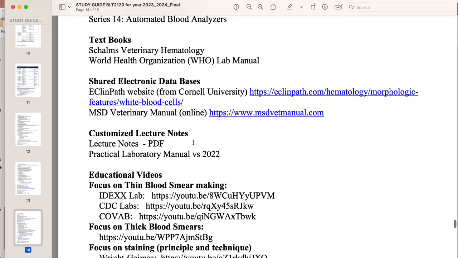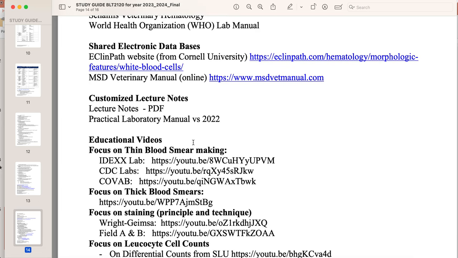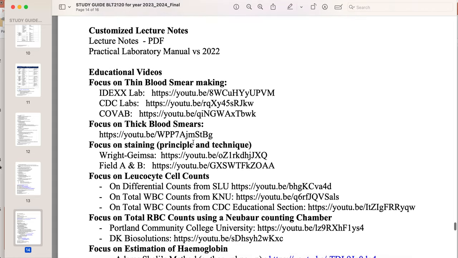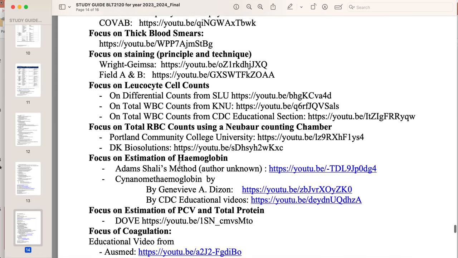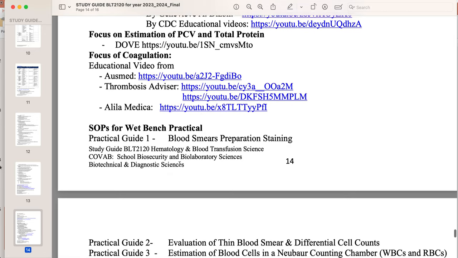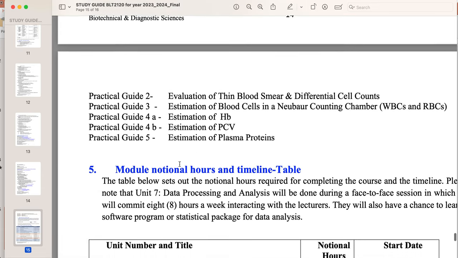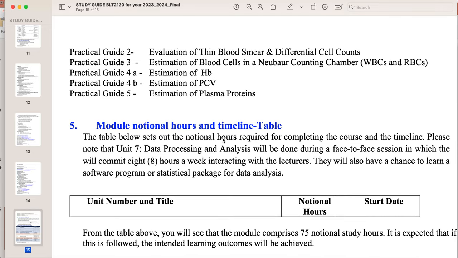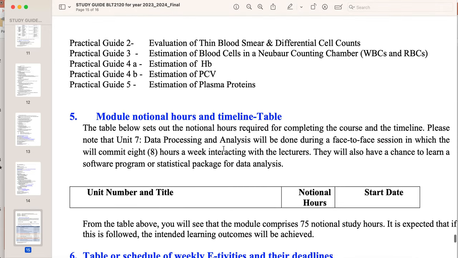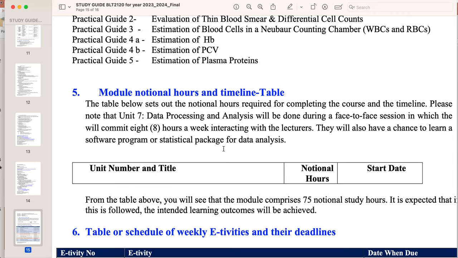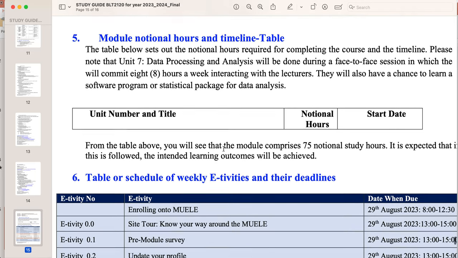But this is not only for the student. If our fellow lecturers or heads of departments want to review the courses and study materials that we have, we already have them online. We already have them collected in the study guide and they are up for review. All the materials that we use. Part 5 is the module notional hours on the timetable. It's actually the exact time that the student uses when they're navigating through the course. But we shall come to that later.